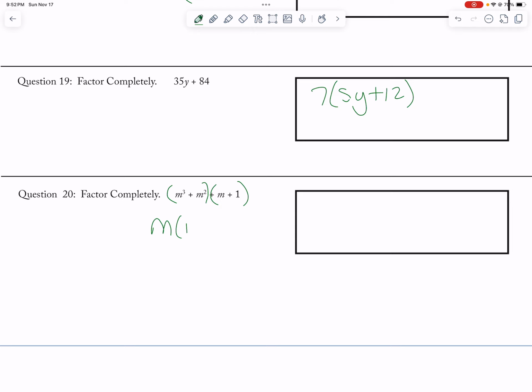Factor out an m squared, so that's an m plus 1. Factor out a 1, that's an m plus 1. So I have an m plus 1 and an m squared plus 1. And that's it for all the questions.